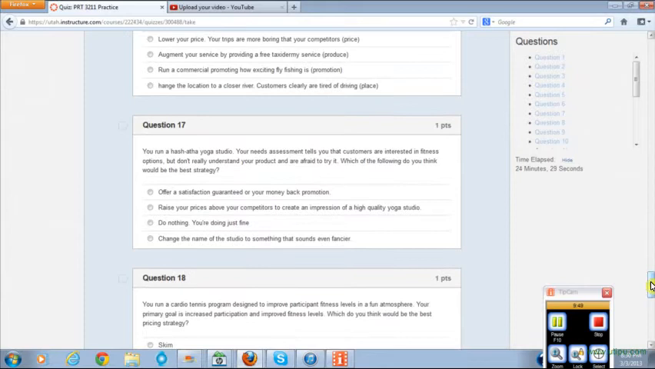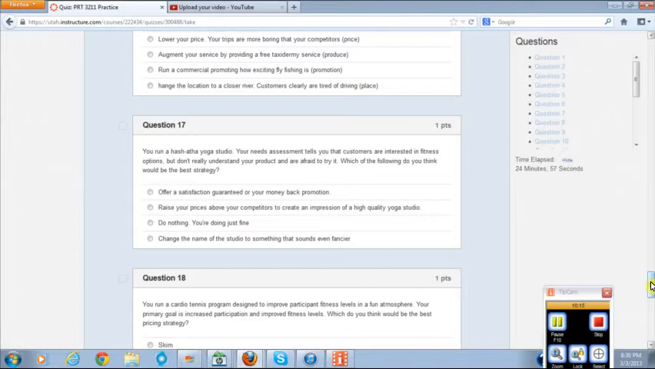Question 7, you run a Hatha yoga studio. Your needs assessment tells you that your customers are interested in fitness options, but don't really understand your product and are afraid to try it. Which of the following do you think would be the best strategy? You're going to go bottom up again, which is always a hint that the first one's the correct answer. Change the name of the studio to something even fancier. Well, that's not really going to help people try our product.